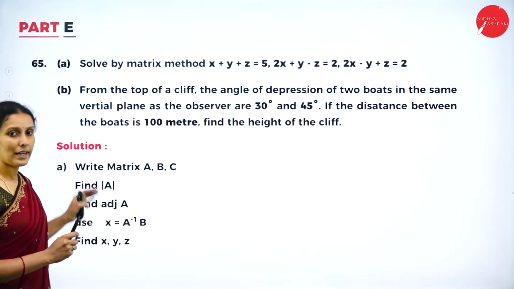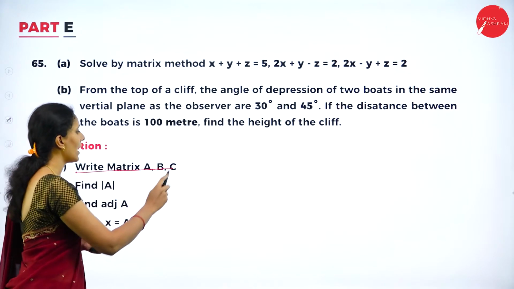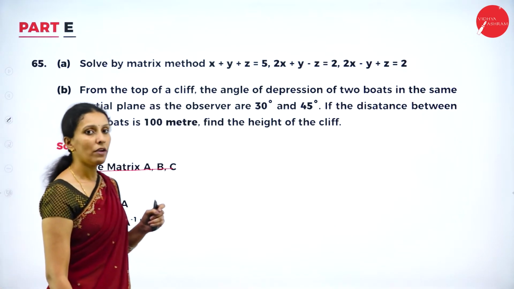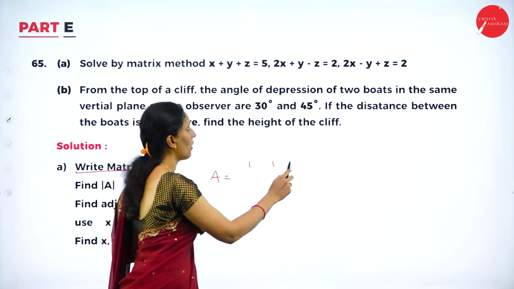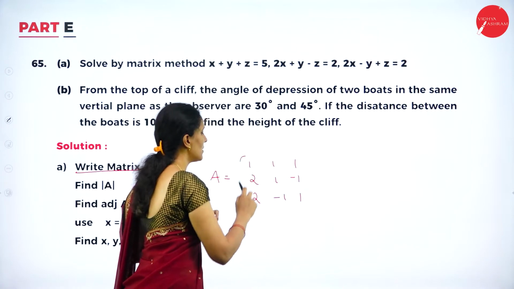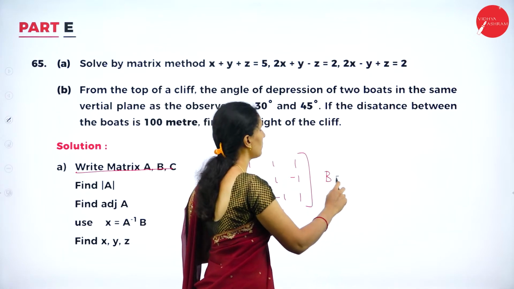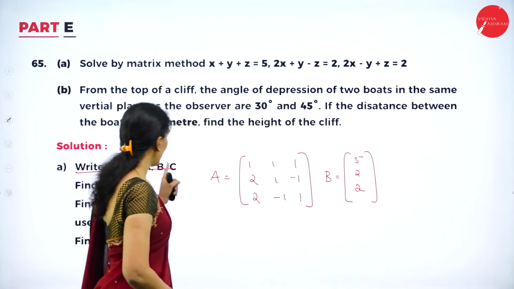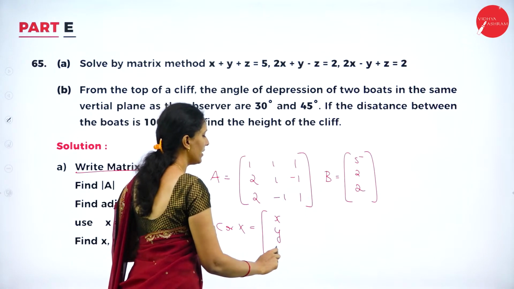So first let's see the steps to solve these equations. Here write matrix A, B and C, or you can take it as X sometimes. So write the coefficients of x, y, z as matrix A. You can write it as 1, 1, 1, 2, 1, -1, 2, -1, 1. This is your matrix A. And write the constants as matrix B, that is the constants 5, 2, 2. Then you can take either C or X sometimes. So you can write it as x, y, z.